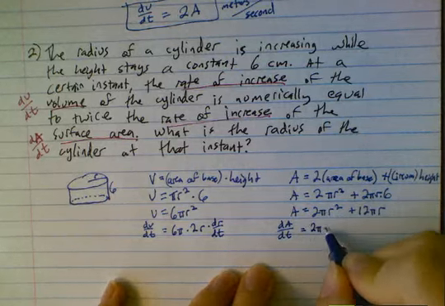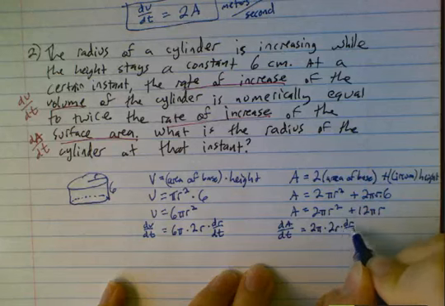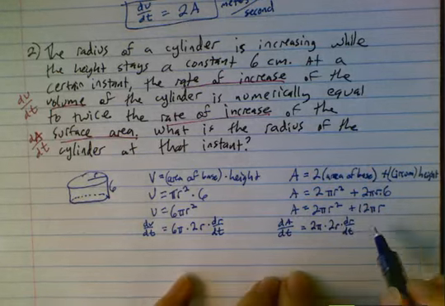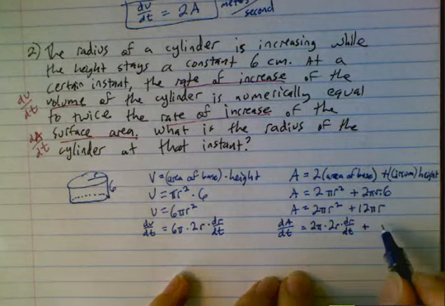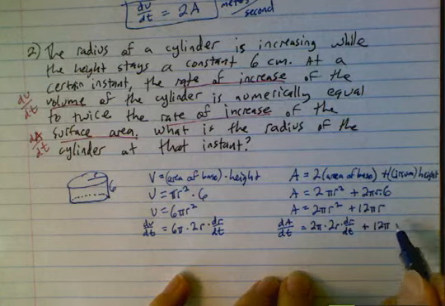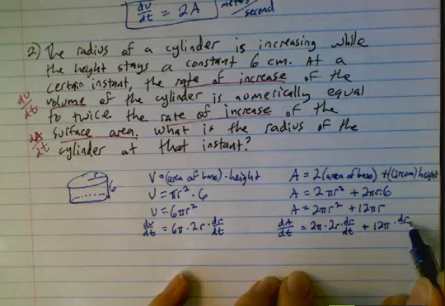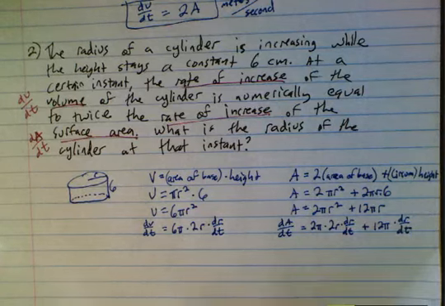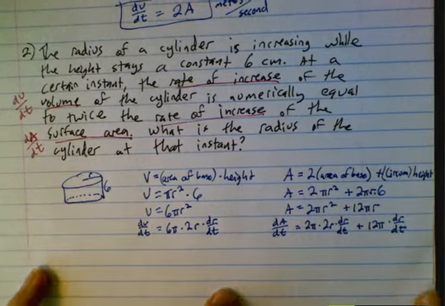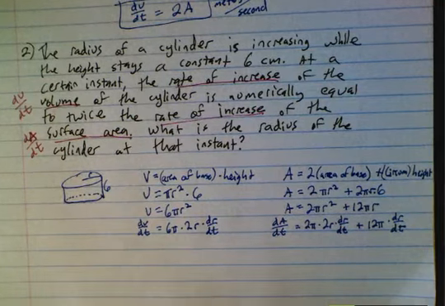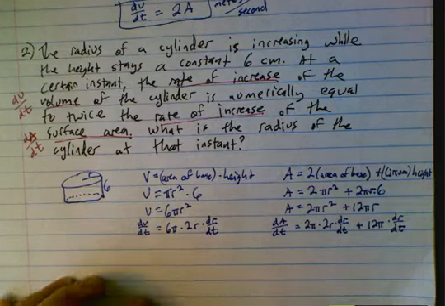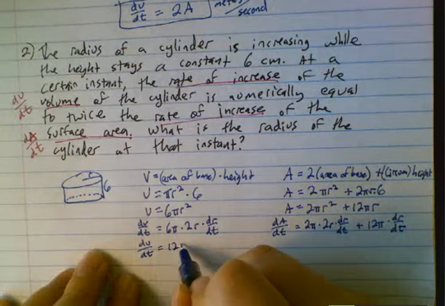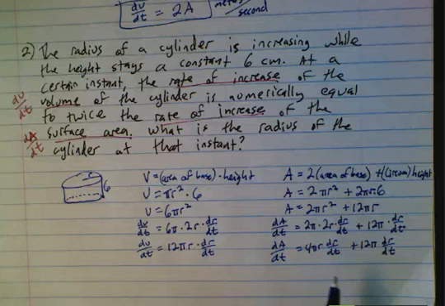Two and the pi are along for the ride. Twelve pi is along for the ride. Okay. Let's see, dt is 12 pi r. Two equations, which is a little too much. So let's come back and look at what we're solving for.